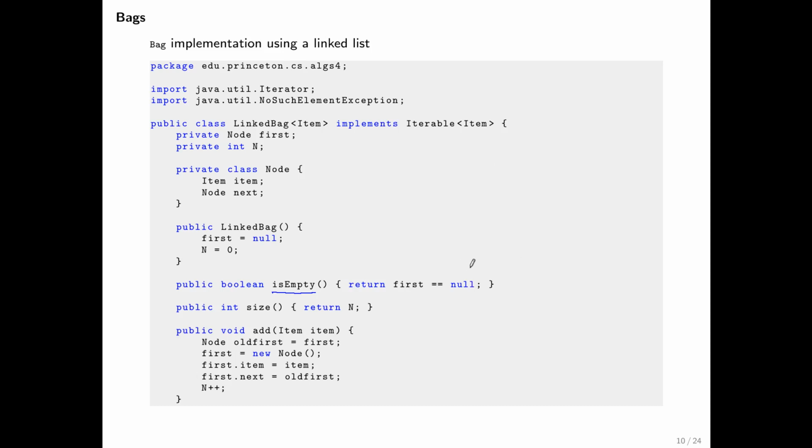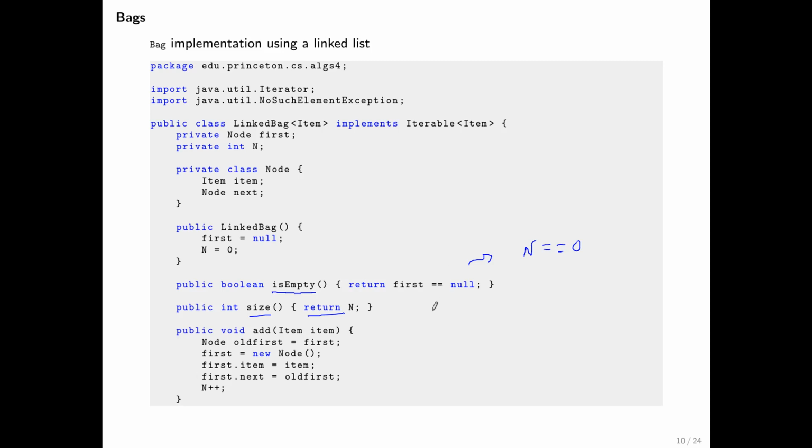Another possible implementation could have been return n equals 0. That's fine too, because n simply keeps track of the number of items in the bag or the linked list. So if that is 0, then clearly the bag is empty. Okay, all right. What about the size method from the API? That's trivial. You simply return n because n keeps track of the size of the linked list or the size of the bag. Okay, and then we have the add method, and this is where we do something interesting.